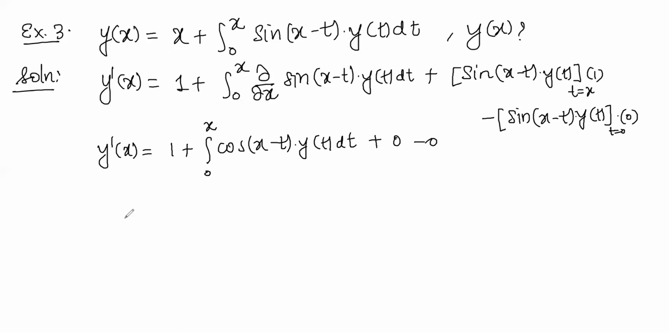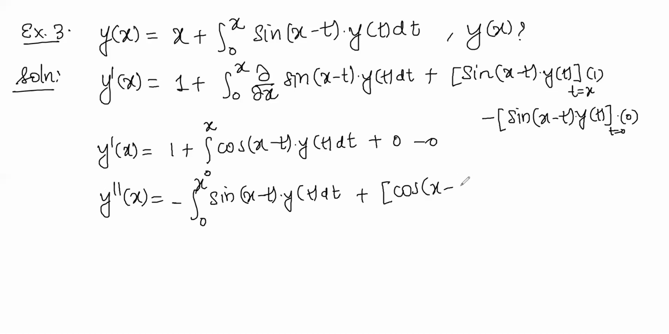Now here I have to differentiate one more time because I cannot make any substitution, since I have cos. So the ultimate thing is to differentiate once again. So y double dash x will be, this one will go this time, and then the integral from 0 to x. Now I'm not writing this sign, I'm directly differentiating with respect to x. So the derivative of cosine will be minus sine (x minus t) y of t dt, and then plus cos (x minus t) y of t.